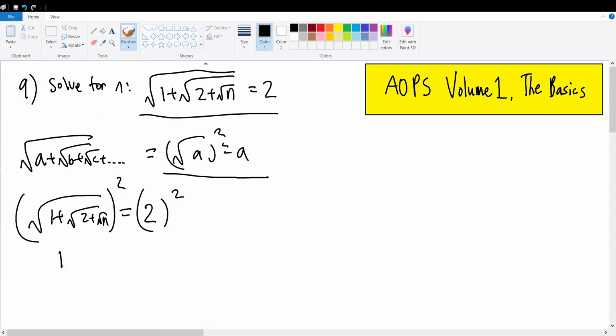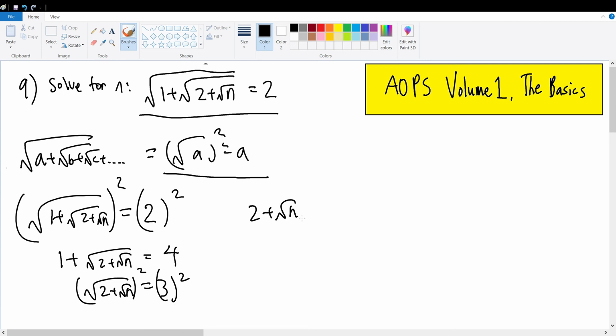This becomes 1 plus root 2 plus root n, which is equal to 4. The first squaring of both sides will cancel out the outer square root. So now we can rearrange this equation to get root 2 plus root n is equal to 3. And now we're ready to square it once again. The squaring on both sides of this equation will result in 2 plus root n is equal to 9.